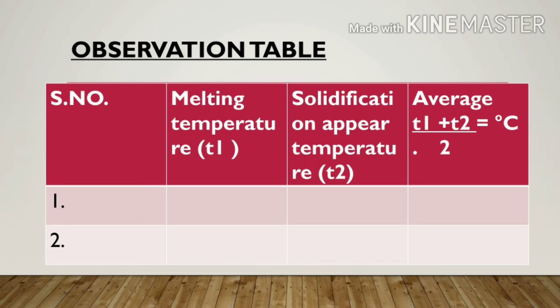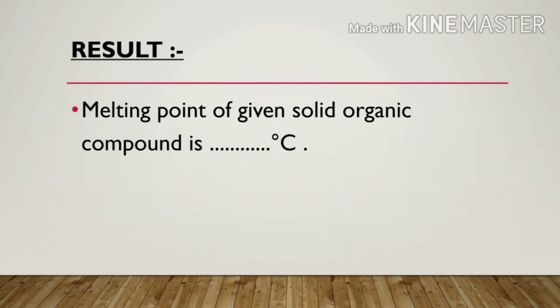Observation table. In the observation table, the melting temperature is T1, the solidification temperature is T2, and the average is (T1 + T2)/2. You will get the average temperature, and this will be your melting point. Result: here you will write the melting point of the solid organic compound.